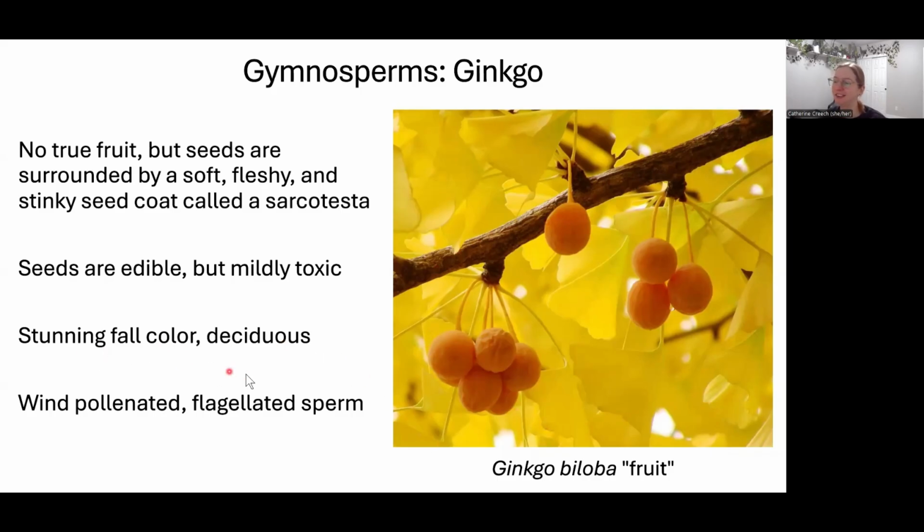In the fall, these deciduous trees, which means they lose their leaves in the winter, have incredible color. It's this lovely orange gold color. We have two big ginkgos on campus in the back right by welding. And every fall, they're just stunning, absolutely gorgeous trees. They are wind pollinated and they have flagellated sperm.